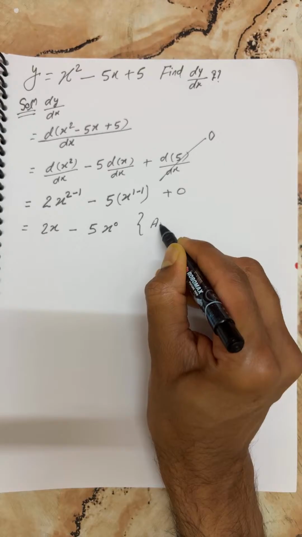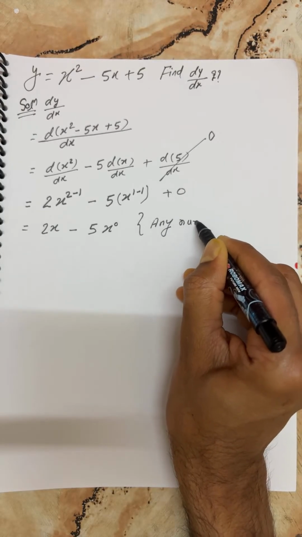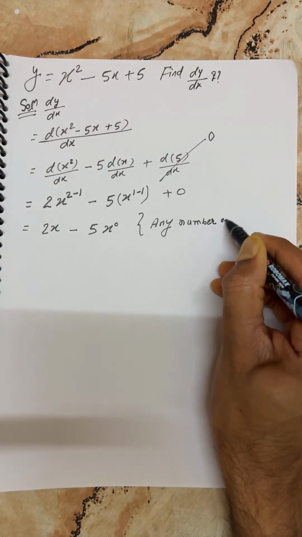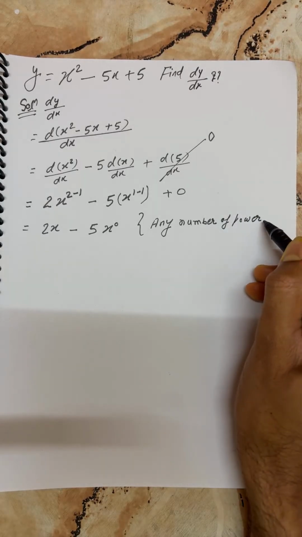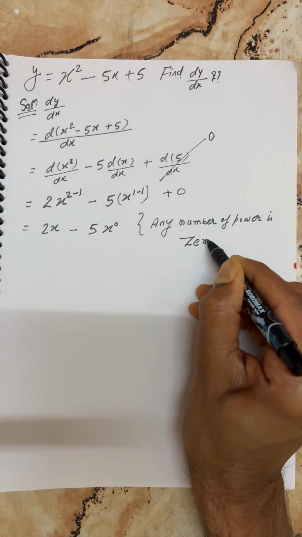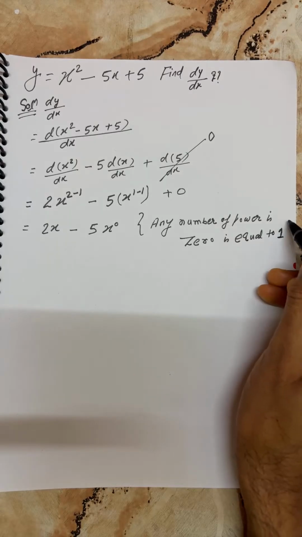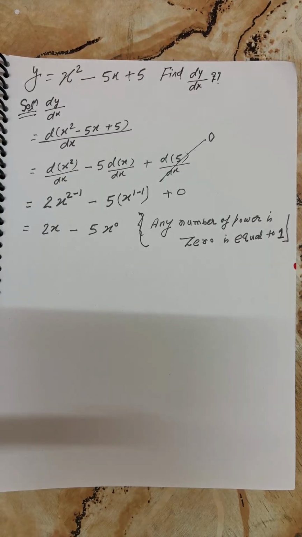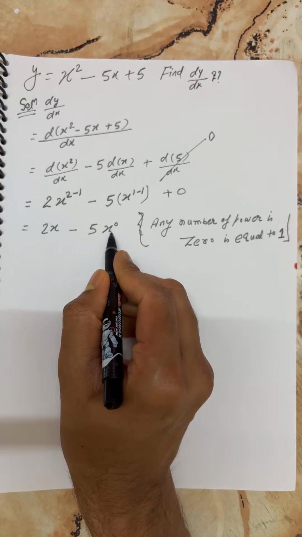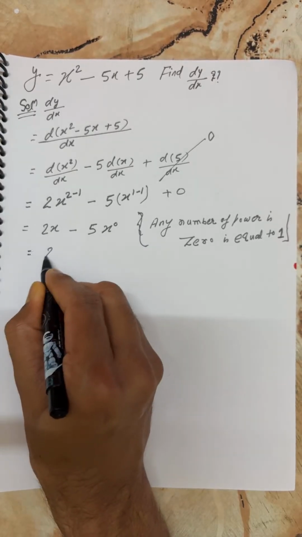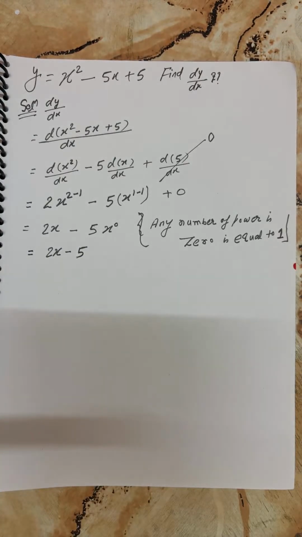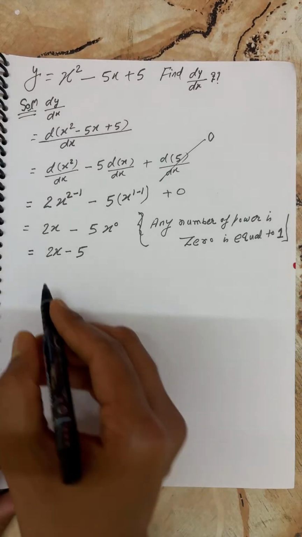Students, here is a concept which you can keep in your mind: any number to the power 0 is equal to 1. Beta, keep this in your mind. So x to the power 0 is 1 only. So finally you can write dy by dx is equal to 2x minus 5. This is 2x minus 5, my dear. Okay, now kids, I'm going to take another example.